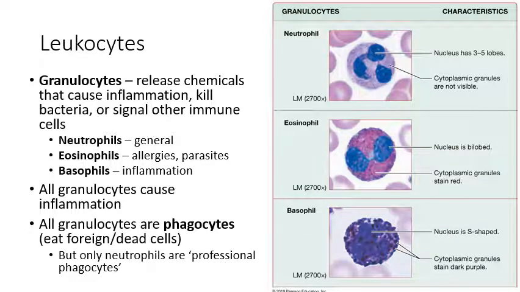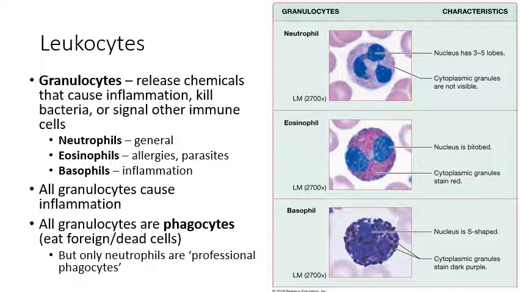So now we'll turn to the leukocytes, or the white blood cells. You have 5 different types of leukocytes in the blood. You can divide them into granulocytes or agranulocytes. The granulocytes are cells that have granules in them. Those granules contain chemicals. The chemicals can do different things depending on what type of cell we're talking about.